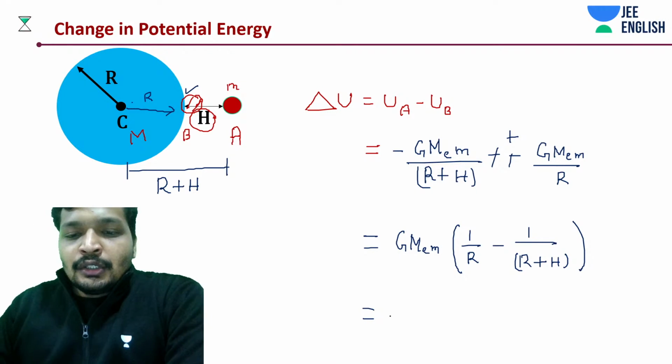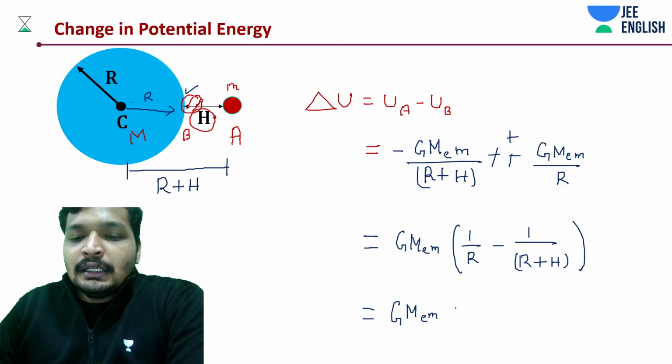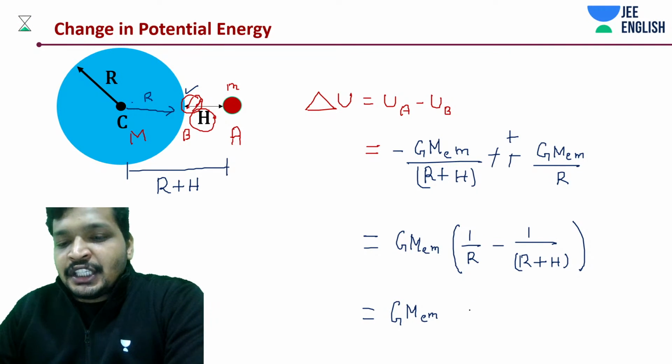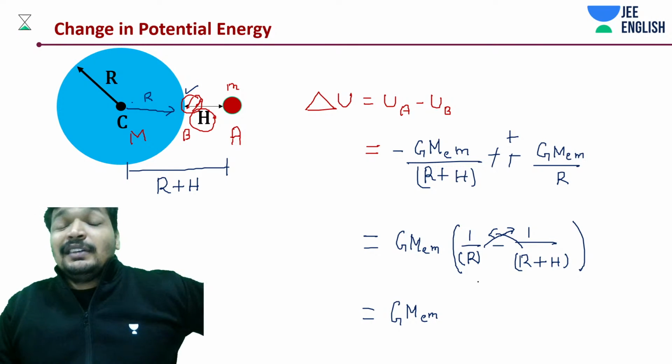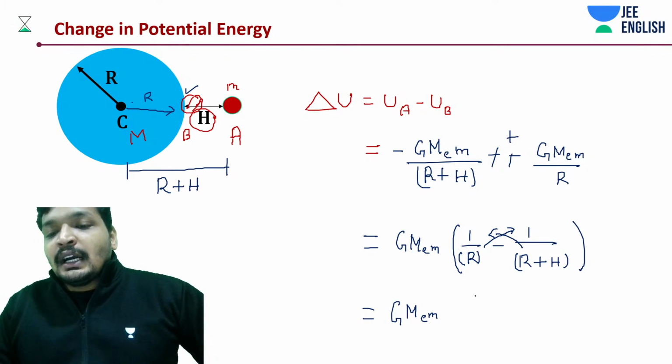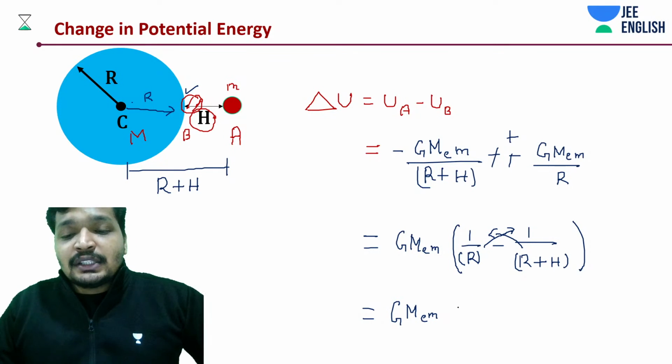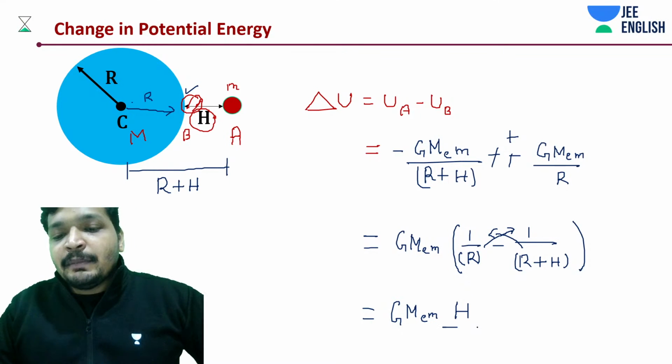Okay, so this is going to be minus G M_e m, and we're going to take this on the numerator and this over here. You'll basically be getting h. Think about it, this goes on this side and this goes on this side when you're trying to find the LCM. So you'll be getting r plus h minus r. So that's going to be h divided by r into r plus h.